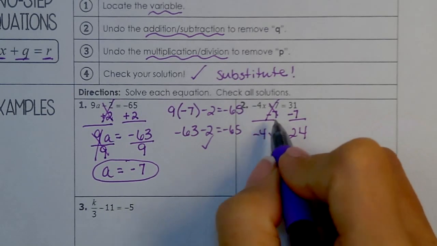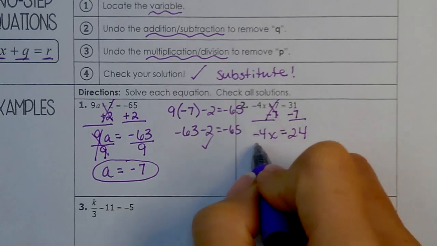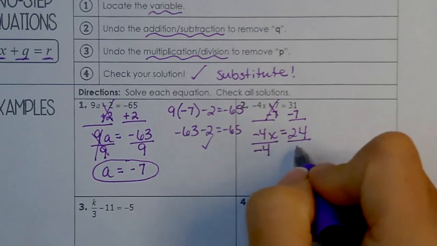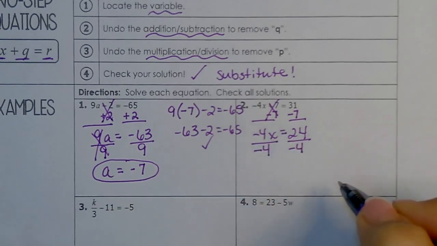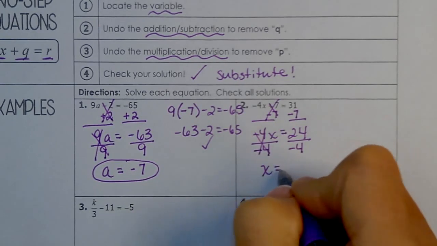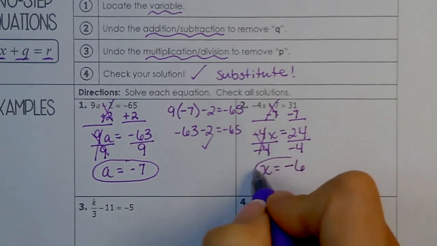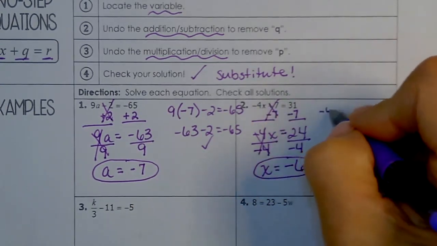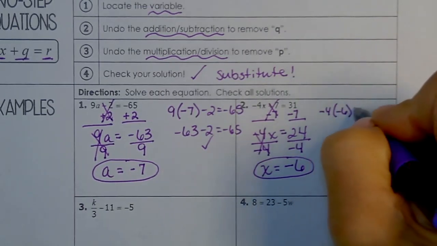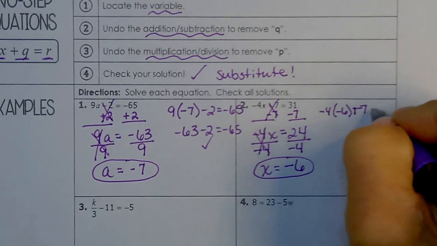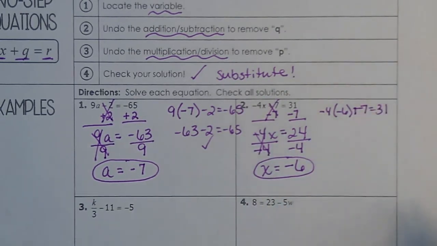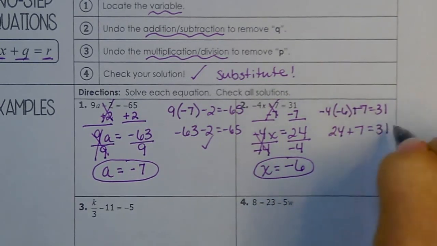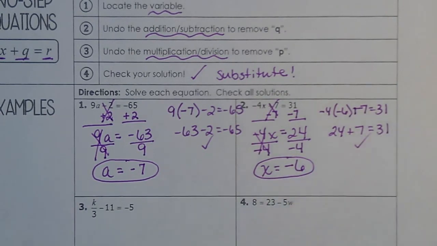All right, I've undone addition, subtraction. Now I have to undo multiplication, division. So since this is multiply by -4, I'm going to divide by -4. If I do that on that side, I have to do it on this side. X equals -6. So let's check the solution, -6, substituting it. -4 times -6 plus 7 equals 31. Okay, so this gives me a 24. And 24 plus 7 is 31.